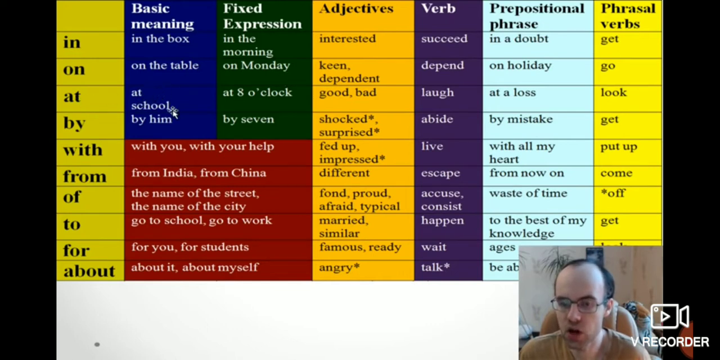At. So it isn't only about school, work. So we use it with time. So at 8 o'clock, at 7 o'clock, and by. We know that we often use it with passive voice, like the book was written by him. But we can use by when we talk about the future. For example, by 7. So I'll be there by 7. It means before 7. Yeah, my friend, first of all, you need to know these two things, these two columns.